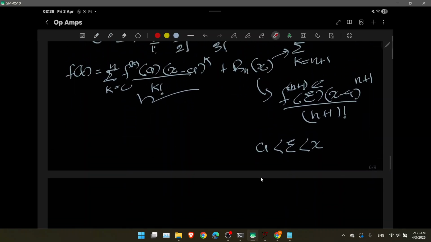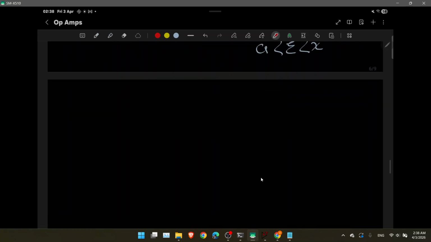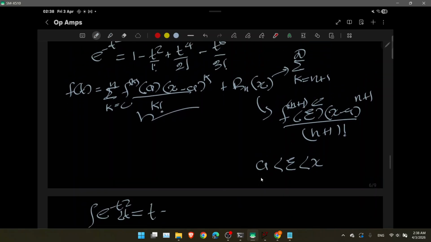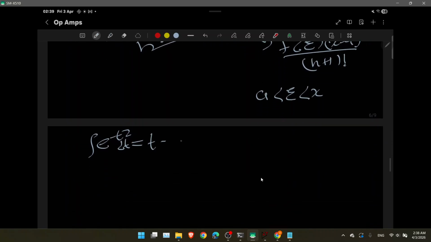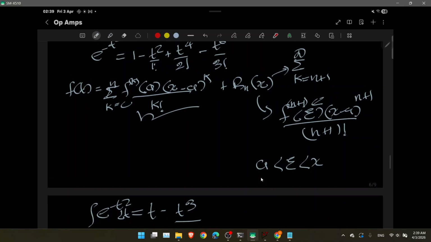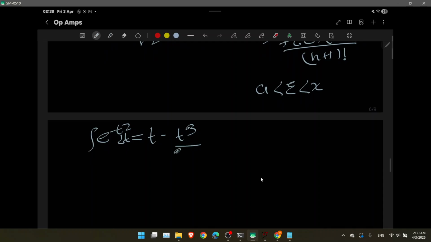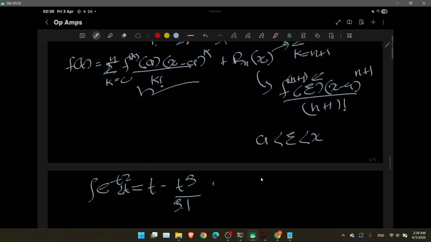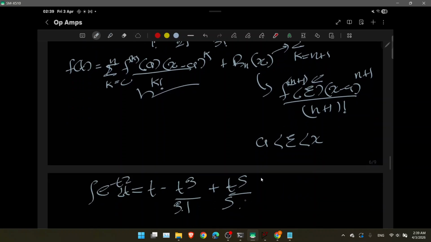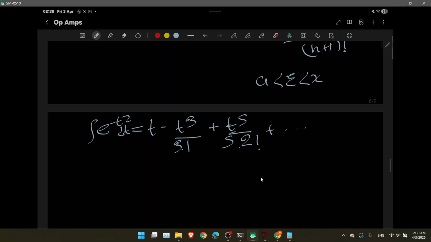Now we can actually integrate it. If you integrate both sides, integrating minus t squared gives t minus t cubed over 3, plus t to the 5 over 5 times 2 factorial, and so on. Yeah, so it's an infinite sum.